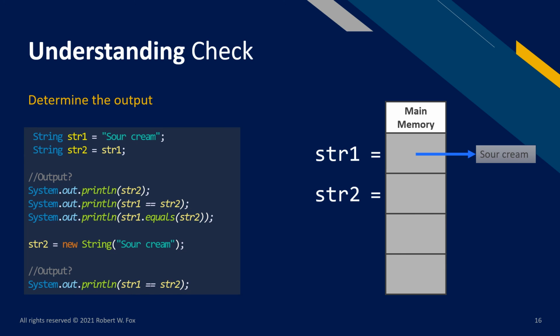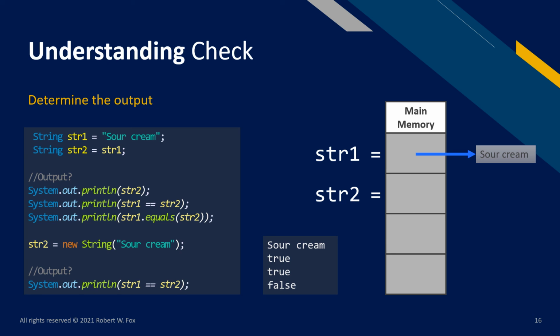Let's wrap up with an understanding check. There's some code on the screen and the code has several print line statements. Your job is to determine what gets printed. So pause the video and when you're ready, we'll walk through the solution. All right, let's take a look at our answers. So the output should be sour cream, true, true, and false.